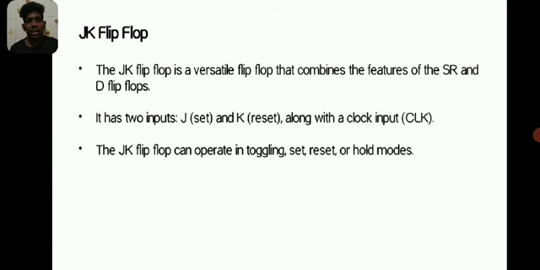JK flip-flop. The JK flip-flop is a versatile flip-flop that combines the features of the SR and D flip-flop. It has two inputs, J (set) and K (reset), along with a clock input CLK. The JK flip-flop can operate in toggling, set, reset or hold modes.